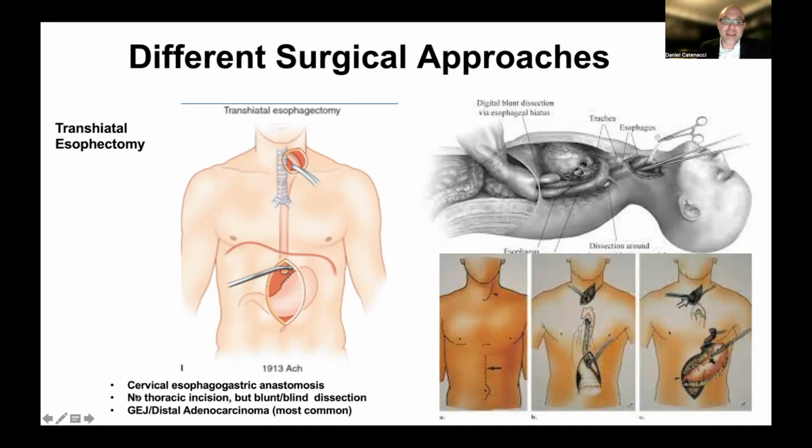And so again, the advantages of this procedure are that there's no thoracic incision. And so pulmonary issues after the surgery with breathing, because if you have an incision in your chest, it may be difficult for you to take deep breaths. And so you're at higher risk for pulmonary infections. Because there's no thoracic incision, recovery times are thought to be a little bit better. But at the same time, it's a blunt and blind dissection from below. And so the concern is that maybe we're not adequately getting all of the regional lymph nodes out. So there's a trade-off potentially there.